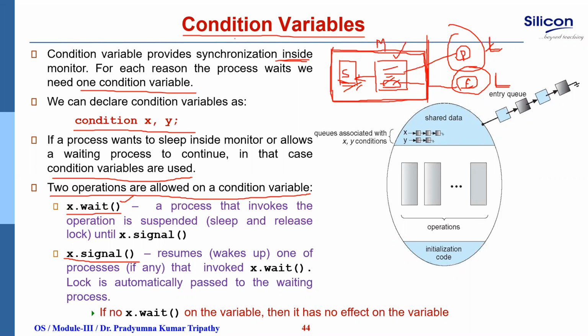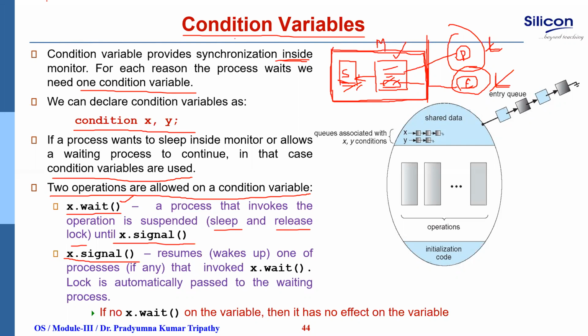So what will it do? It will sleep and release the lock. That means if the consumer is invoking x dot wait, it will go to sleep and release the lock. Once the lock is released, another process can enter. So it will sleep and release the lock until it is given the x dot signal. Correct?